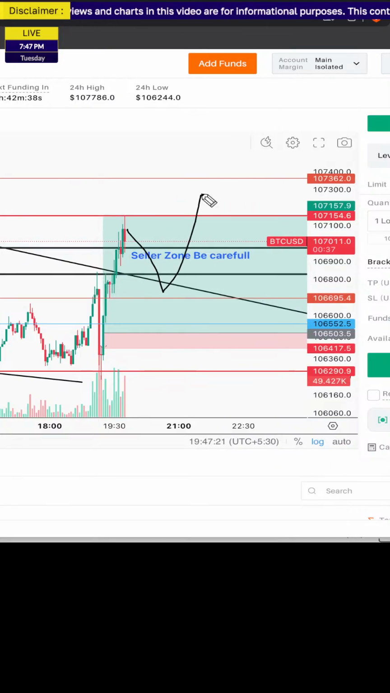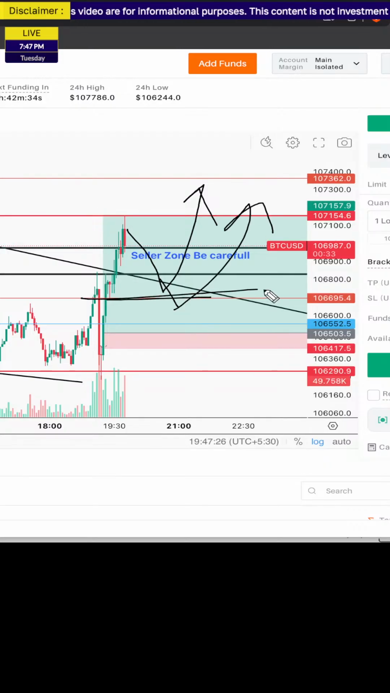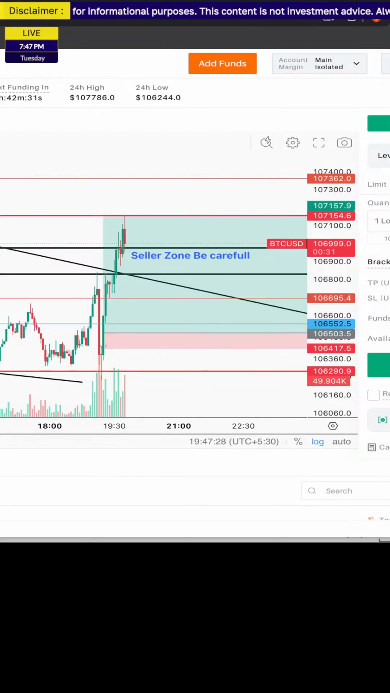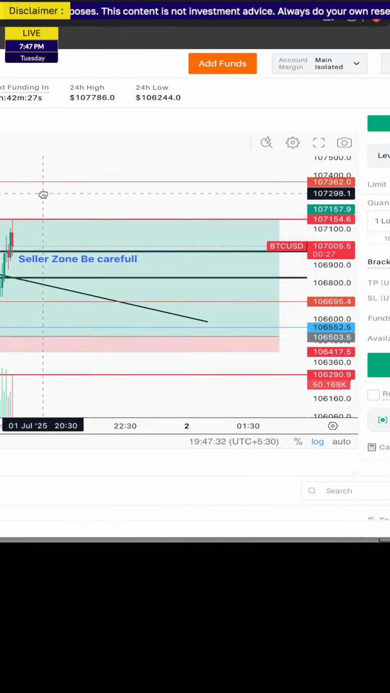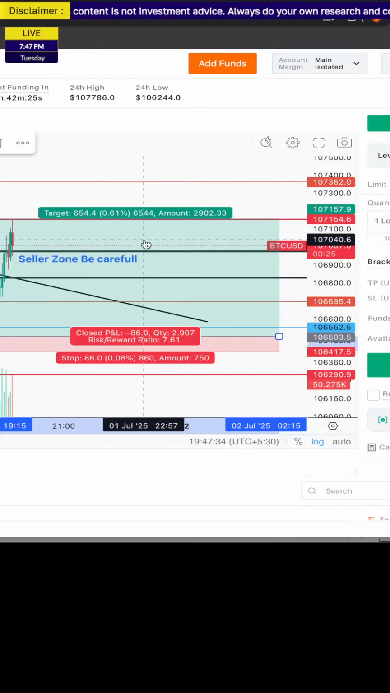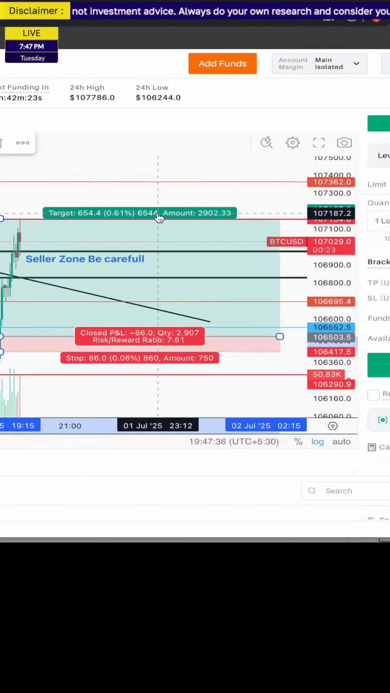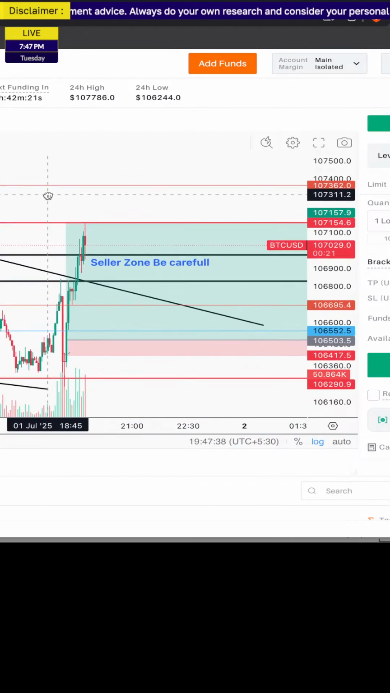Maybe it will correct up to this zone and move. If it hits the stop loss and moves also, nothing can be done. My risk is managed. It's under my control. That is all I will look into. But this proper 1:2 risk reward, what we expected, that we have got. So that is more important for us.